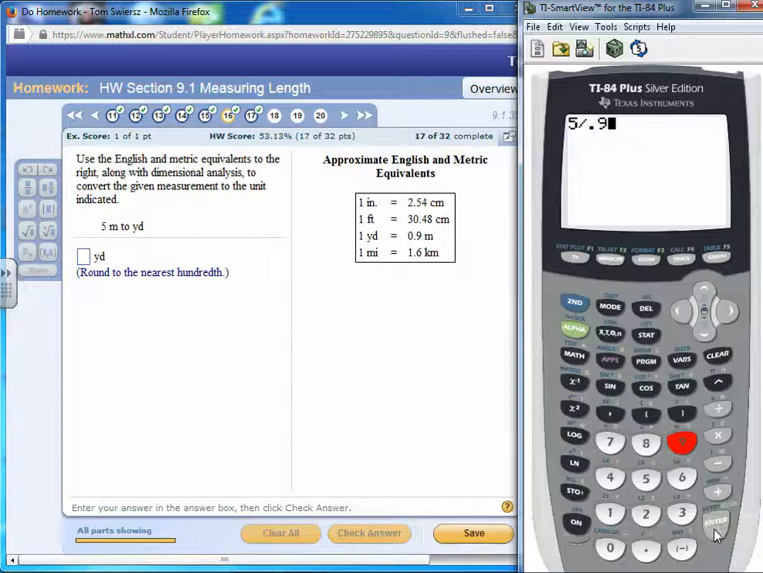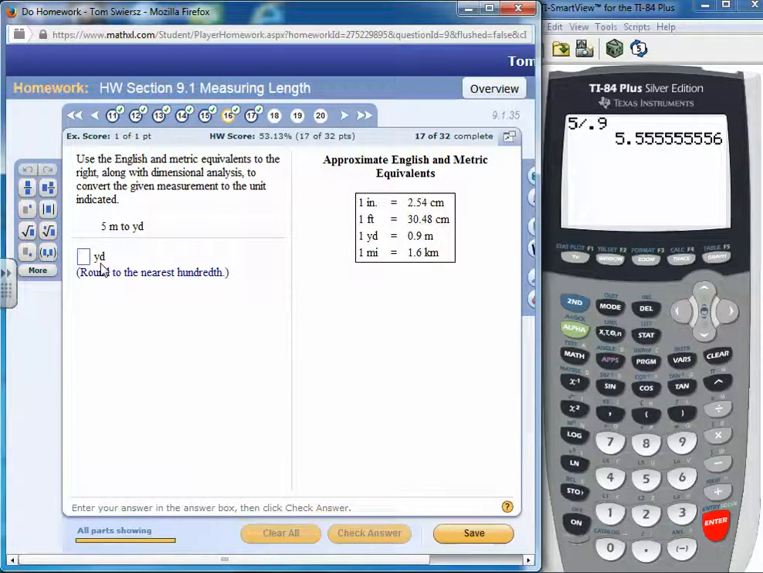Five divided by 0.9 is 5.555. Rounded to the nearest hundredth, 2 decimal places, the third decimal is a 5, so we'd round the second 5 to a 6. So we get 5.56.